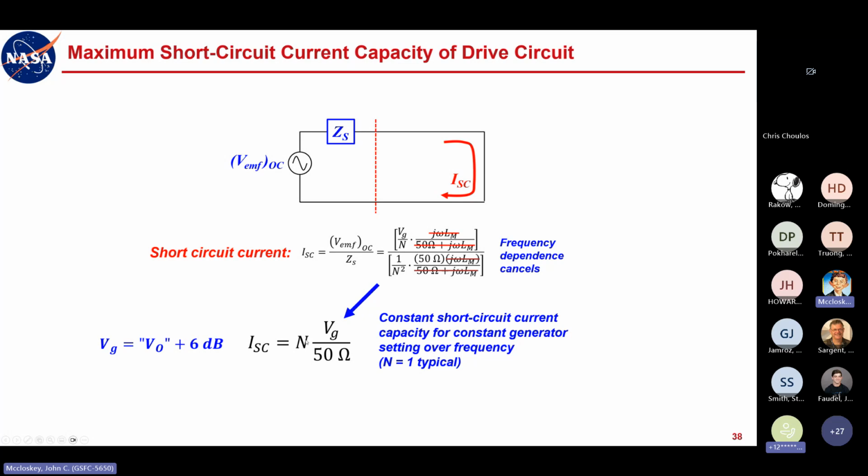So basically you can set your signal generator setting, and remember VG is the advertised setting plus 6 dB. But to get the desired short circuit current, a constant short circuit current over frequency, which is what we want, we can just set a constant signal generator setting, and our current is just going to be the setting plus 6 dB divided by 50 ohms. That will give us our constant short circuit current over frequency. I think that's a really cool result, and that's what enables us to implement a simplified approach that I will show you on Wednesday.